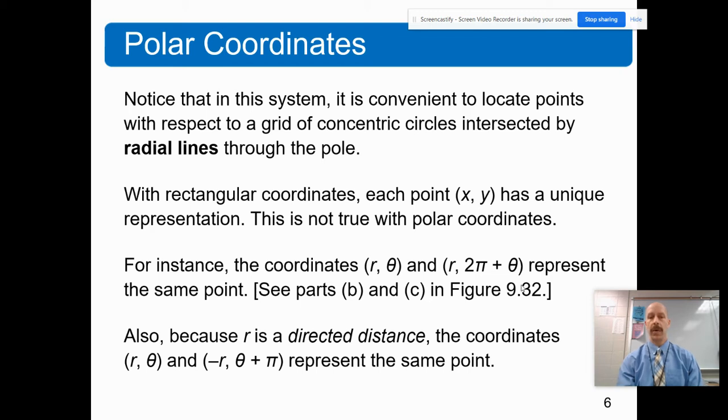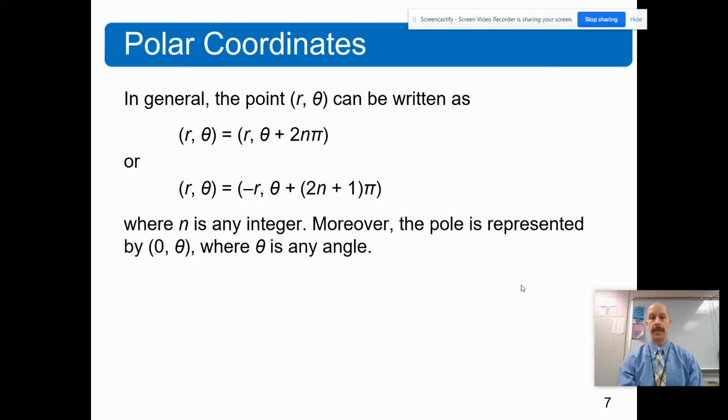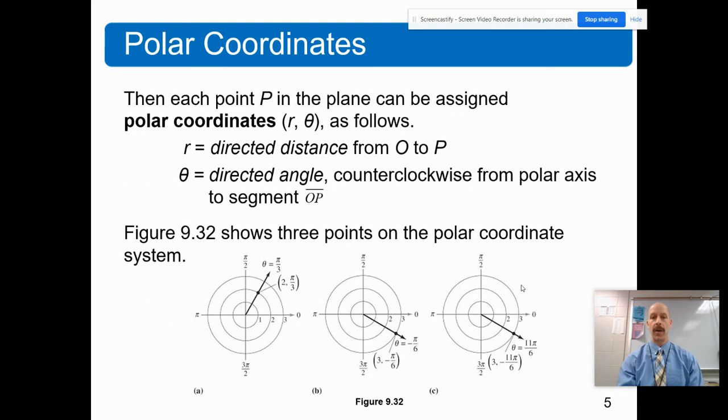With rectangular coordinates, each point (x, y) has a unique representation. This is not true for the polar coordinate system. So for example, (r, theta) and (r, 2 pi plus theta) will be the same point. In other words, if we go back to this first example A, (2, pi over 3), well, (2, 2 pi plus pi over 3) is just going to take you another full rotation around and you will end up in the same place.